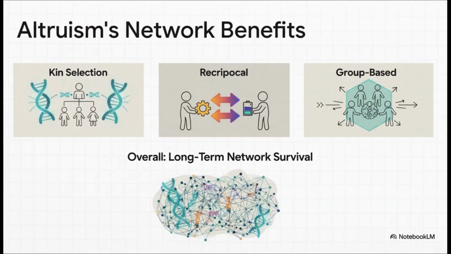Let's just quickly break down how this all contributes to network stability. Every one of these subroutines offers a clear benefit. Kin selection is about making sure shared genetic code survives. Reciprocal altruism builds the P2P trust you need for sharing resources. And group-based altruism just gives the whole local network a competitive edge. The point is, a robust altruism protocol isn't optional. It is a core feature, absolutely essential for long-term network survival. It's not a bug, it's the whole point.